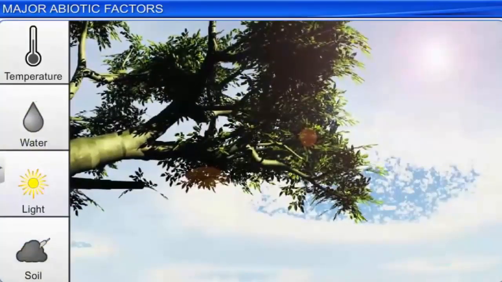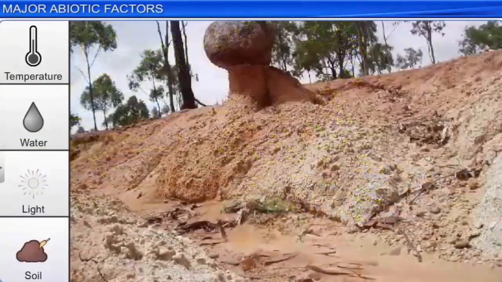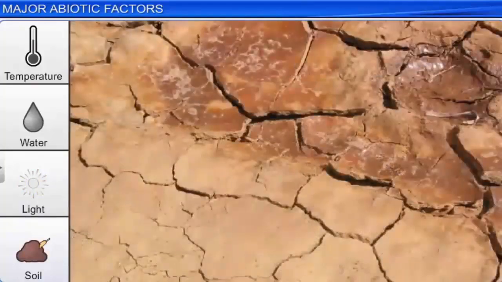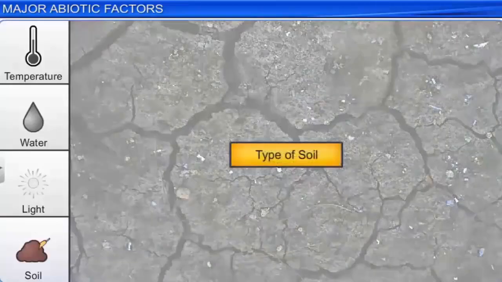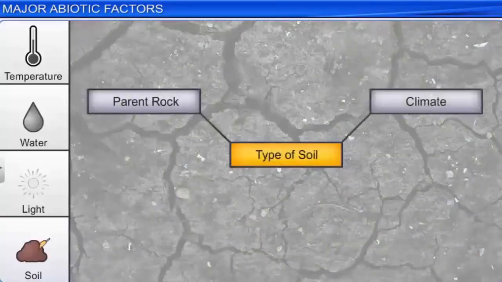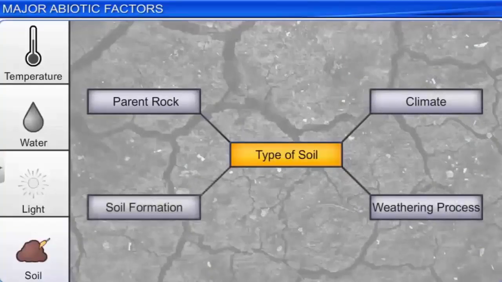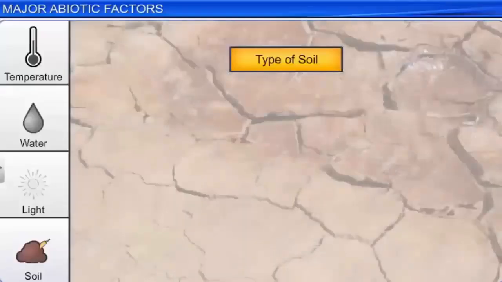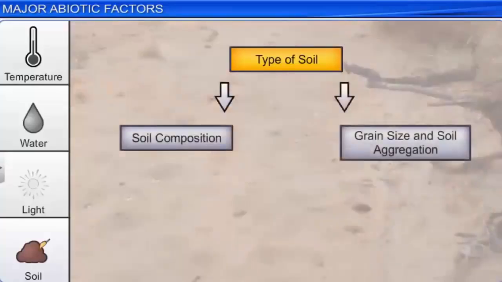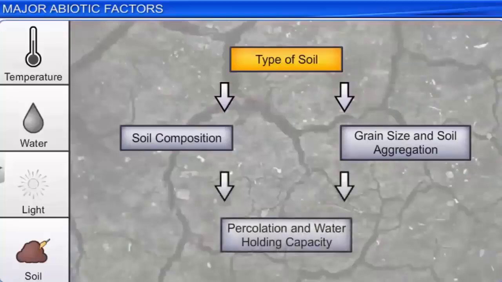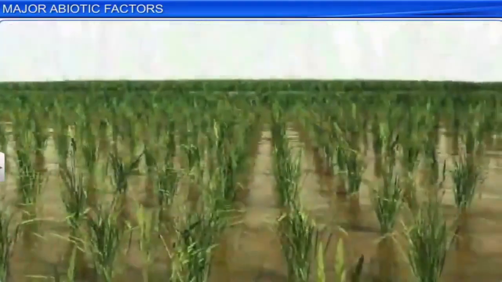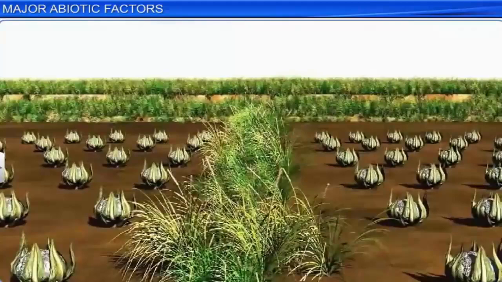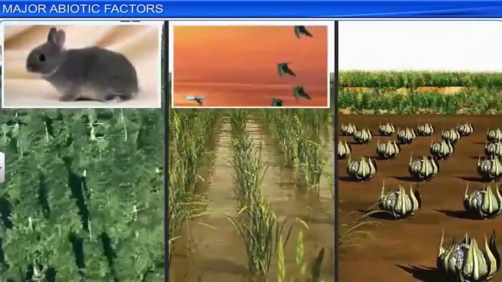Just as plants require light and water for their survival, they also require soil, another important abiotic component. On Earth, the nature and properties of soil varies in different places. The type of soil depends on the parent rock, climate, weathering process, how the soil is formed, and whether the soil is transported or sedimentary. Apart from these factors, various soil characteristics such as its composition, grain size, and soil aggregation determine its percolation and capacity to hold water. Characteristics such as pH and mineral composition of the soil and topography of the place greatly influence vegetation, which in turn determines the animals that can survive in that place.